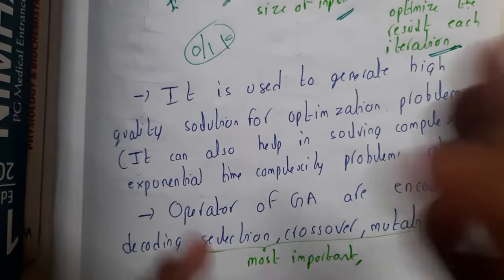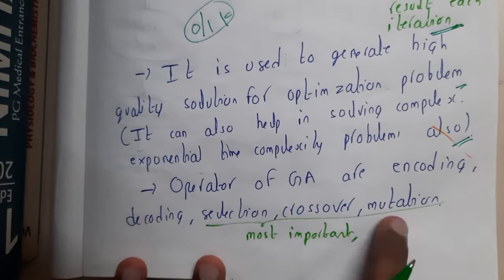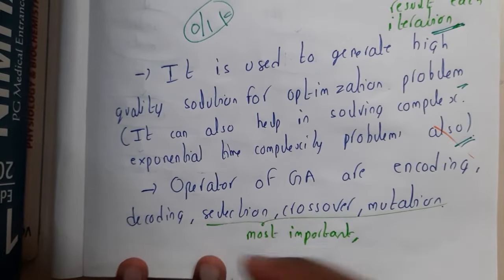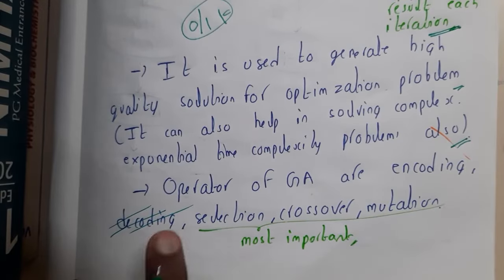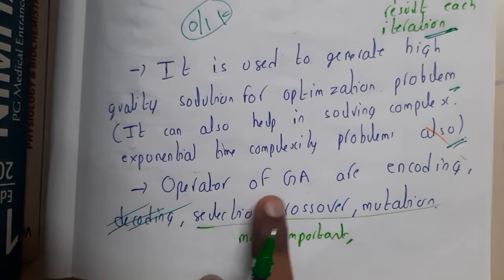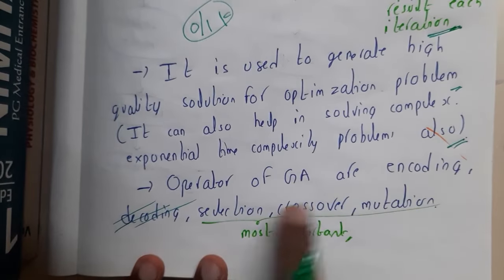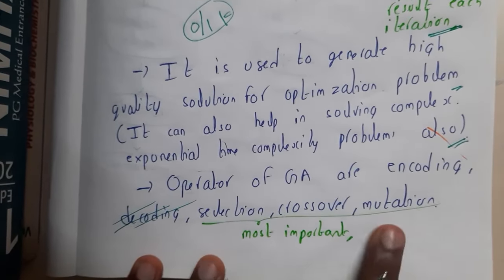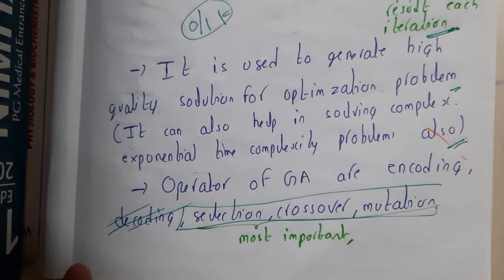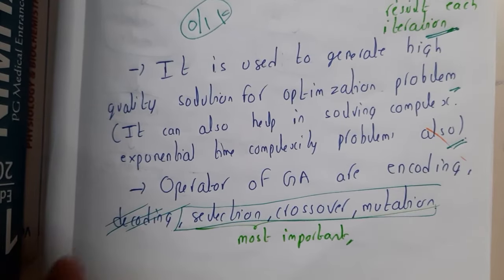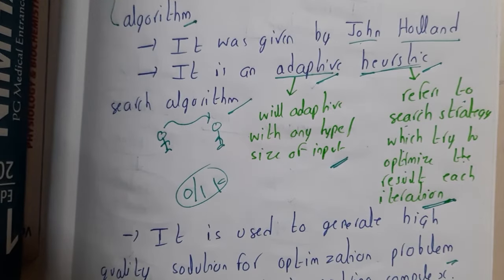The main thing in the genetic algorithm is these 4 operations, you can say. Decoding is not there, I don't know why I wrote it. The operators of genetic programming or the genetic algorithm are encoding, selection, crossover, and mutation. I'll talk about these in detail in the next lecture, so don't worry about them. In this lecture we discussed only the introduction to the genetic algorithm.